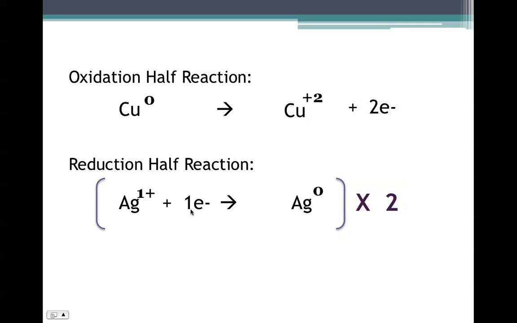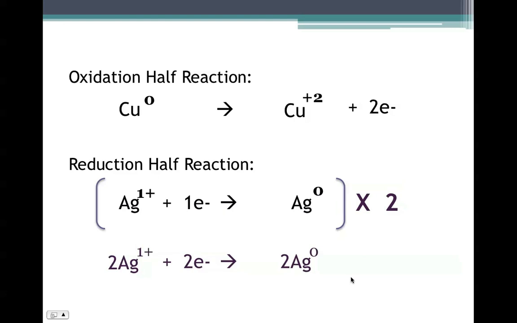So by multiplying 2 into the electrons and all the coefficients, we get 2 atoms of silver are going to gain 2 electrons to produce 2 atoms of silver with an oxidation number of 0. So now this is balanced, and I've also conserved mass by having 2 atoms of silver on each side.